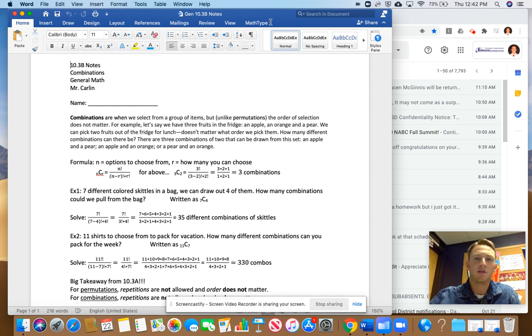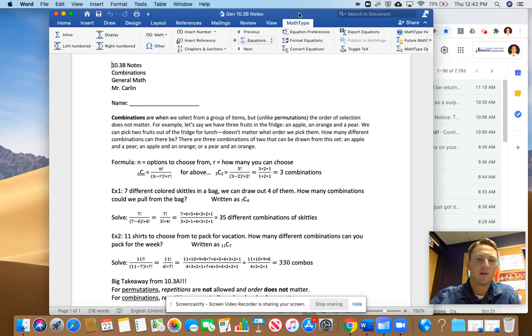Hey, general math. We have combinations today, 10.3B. So combinations are when we select from a group of items, but unlike permutations from 10.3A, the order doesn't matter. So let's say we're looking at the fridge, right?